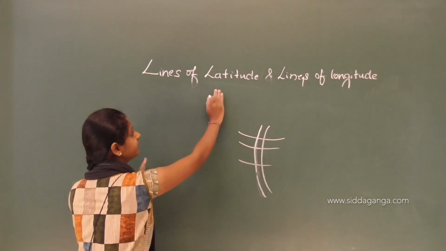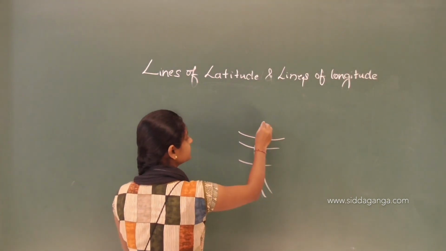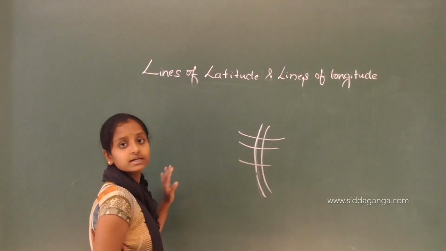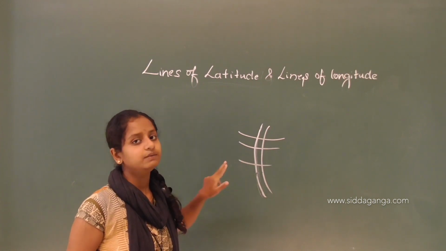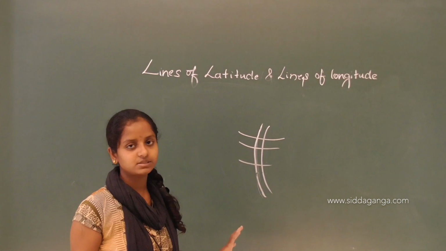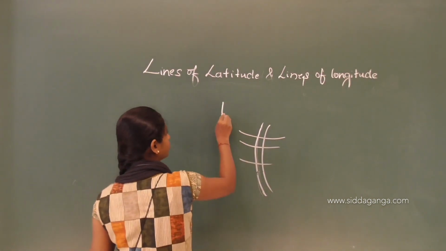So this network of latitude and longitude lines is known as a grid. With the help of this grid or graticule, we can locate any other places. For example, you take Kolkata.